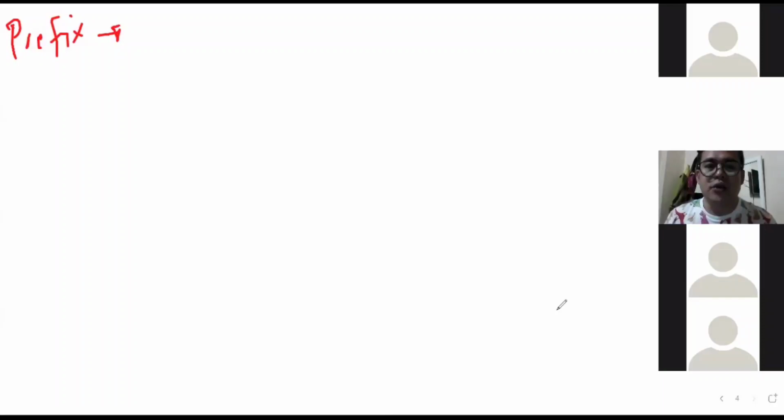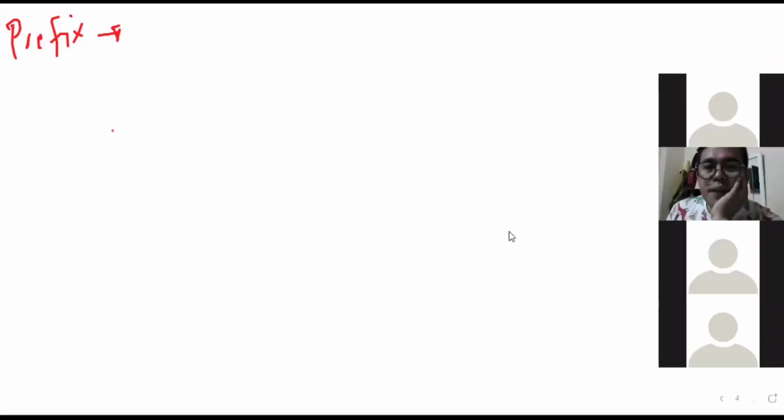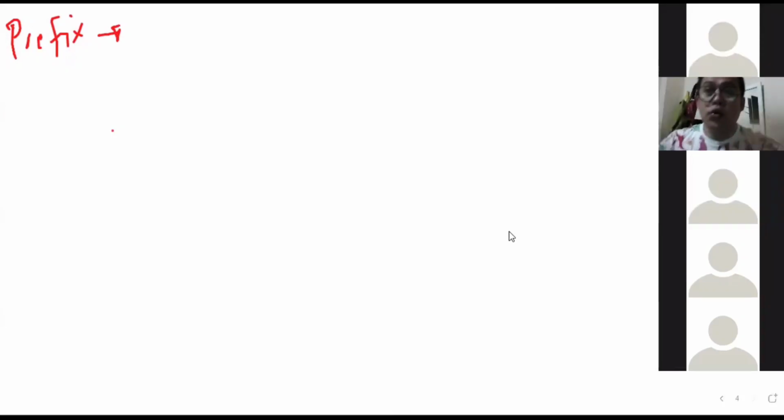What else? Another example: dis. Think of a word and put the prefix dis. Disappear. Appear means to show up, but if you disappear, it vanishes.